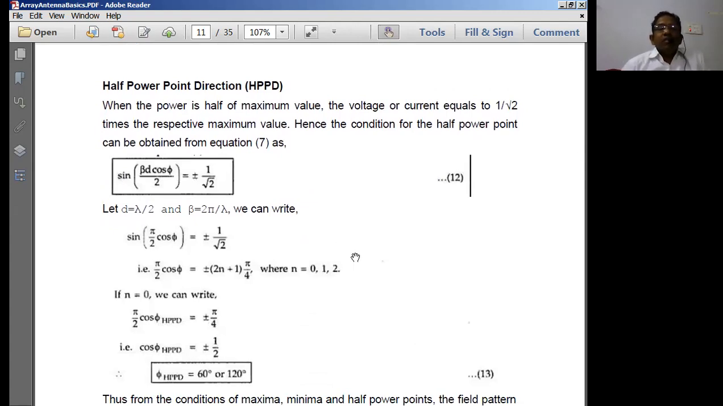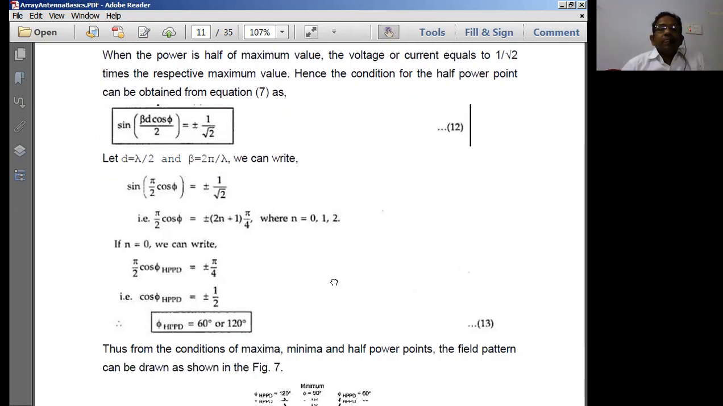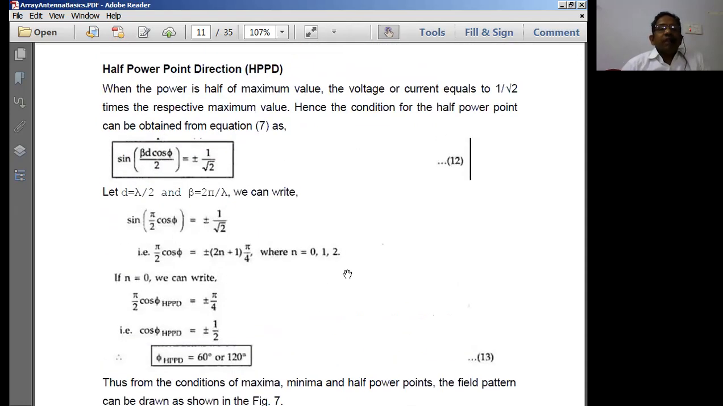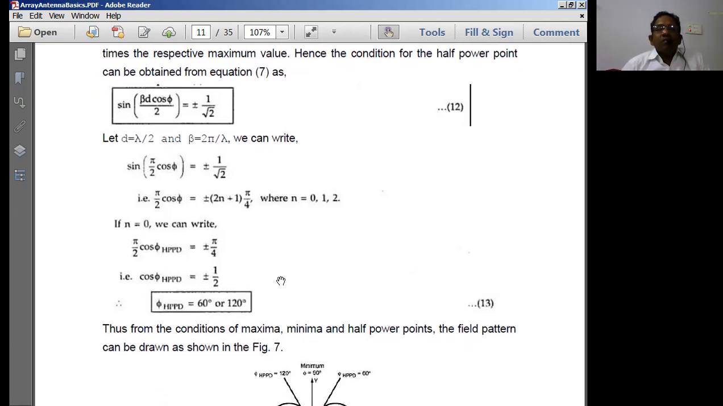Now the half power radiation effect. What is the half power radiated phase angle? That's what you have to find out. When the power is half of the maximum value, then the voltage or current equals 1 by root 2 times the respective maximum value, that is 0.707. This discussion we made when we discussed amplifiers. The same concept we are simply putting over here. So for half power beamwidth, this value should be equal to 1 by root 2.